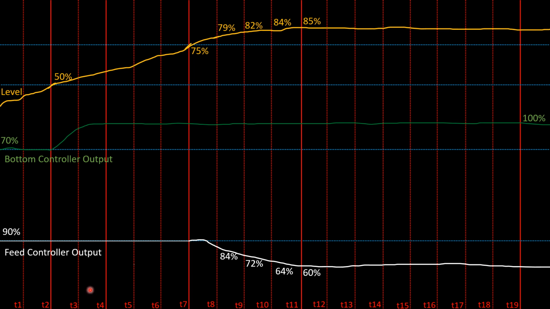At time 2, the level goes above the level controller set point, which causes the bottom controller output to start increasing. Since the level keeps increasing while bottom controller output is also increasing, the bottom controller output will eventually saturate at 100%. Base level will keep increasing, crossing its high level override controller set point, which will eventually cause this feed controller output to be overridden by this override controller.